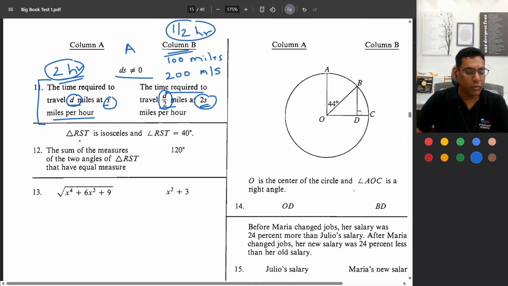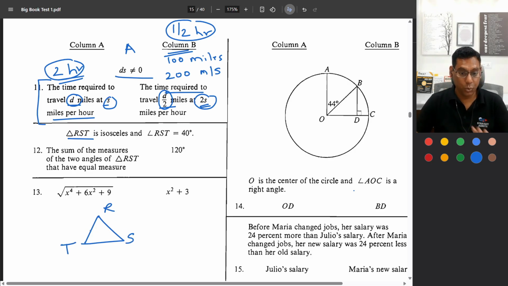Okay, let's move on. Question 12. Triangle RST is isosceles. Okay, interesting. Which two angles are equal? Which two sides are equal? I don't know. Angle RST is 40. This is 40. But again, I don't know which two sides are equal. There are different possibilities.